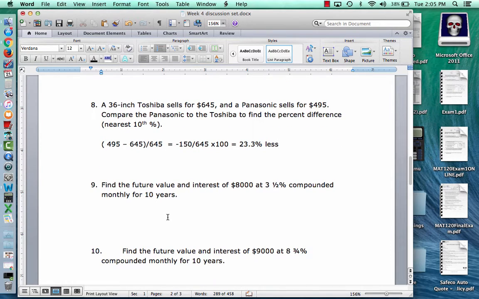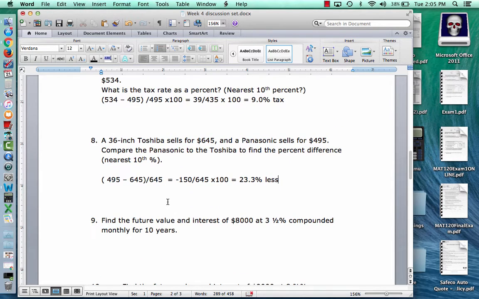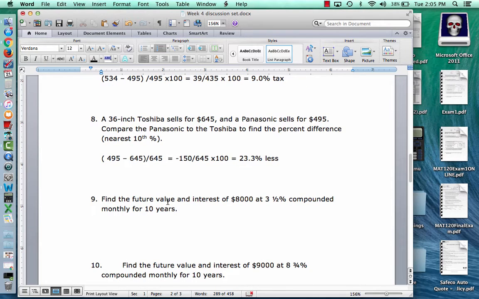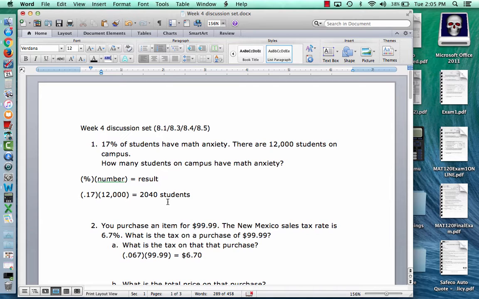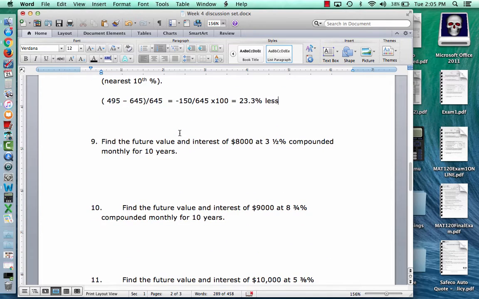All right, so that's really the end of 8.1 problems. The next ones are 8.4 and 8.5. I actually took off all the simple interest problems from this set, so there's really nothing from 8.3. So it says find the future value and interest of $8,000 at 3.5% compounded monthly for 10 years.